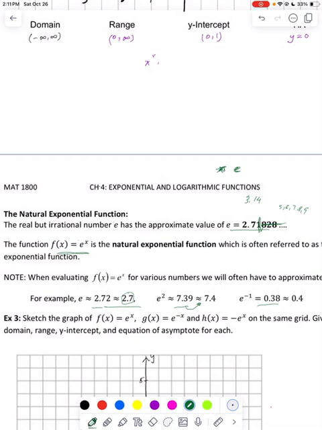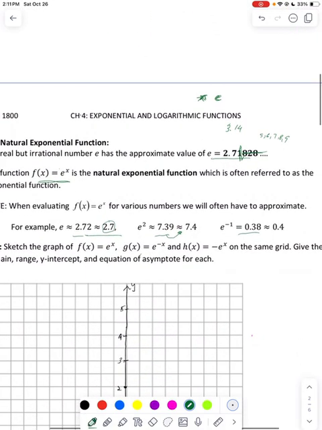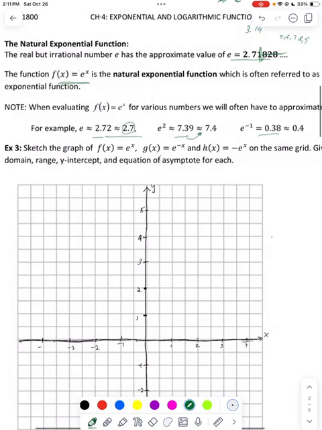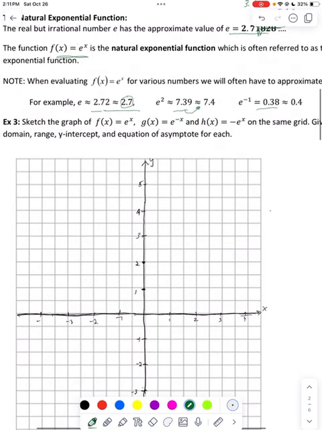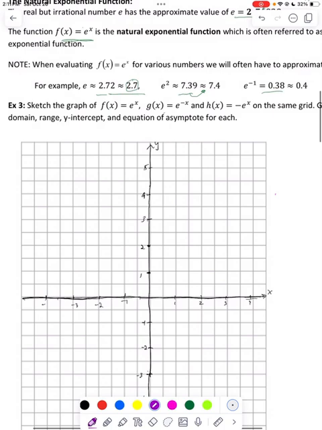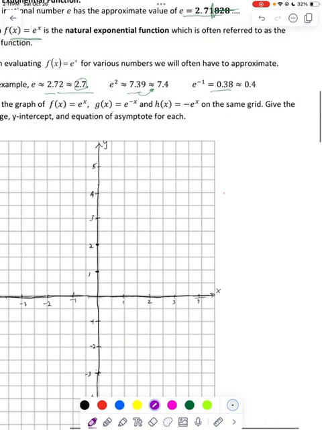Now we have to sketch the graphs of f of x equals e to the x, g of x equals e to the minus x, and h of x equals negative e to the x on the same grid, and then give the range, domain, and all that. Okay, let's start with the first one, e to the x. I will make a table of values for e to the x, and again, remember we are only going to use three points.